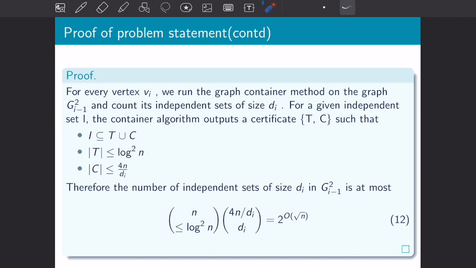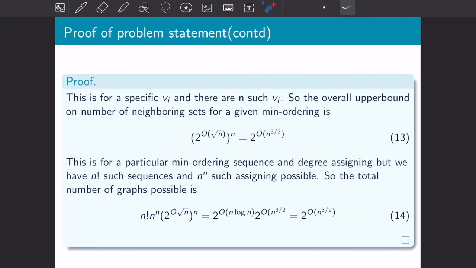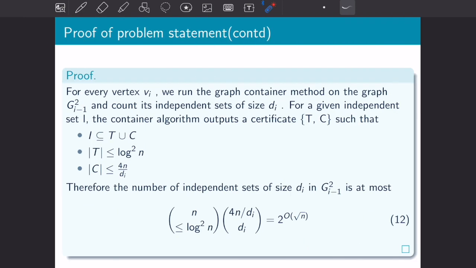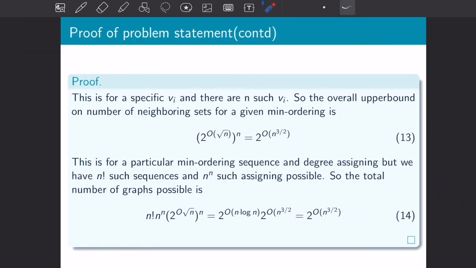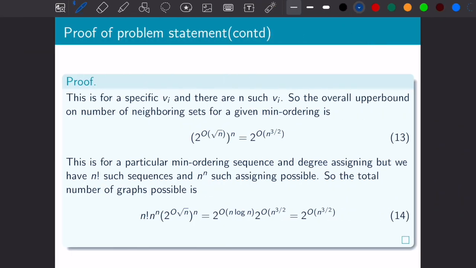So right now we have proved that for a given vertex vi, we can select its neighboring set in the order of 2 power root n ways. By using this, we'll show further proof that the number of C4-free graphs is 2 power order of n power 3 by 2. For this, we'll go one after the other. First, let's assume we have already shown that for a given vertex vi, we can select its neighboring set in 2 power order of root n ways.